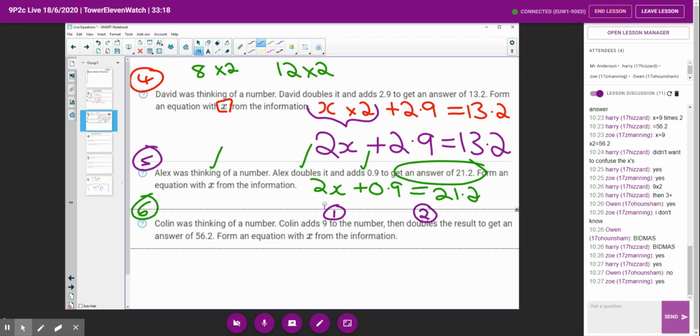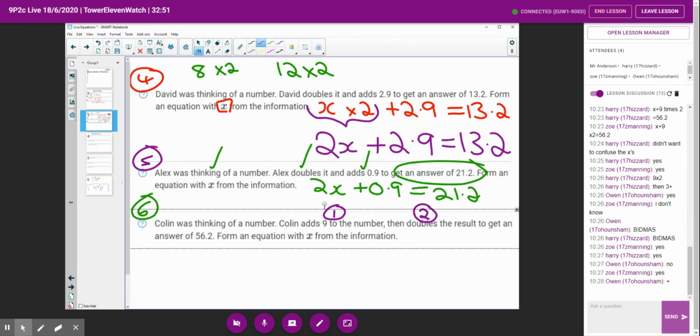Right, so question 6 at the bottom. Colin adds 9 to the number, then doubles it. So what does it want us to do first? Does it want us to do the add first or the doubling, the timesing by 2 first? Which bit do you want to do first? Owen, well done, good. We want to do the addition first. Colin adds 9 to the number. We want to do that bit first.